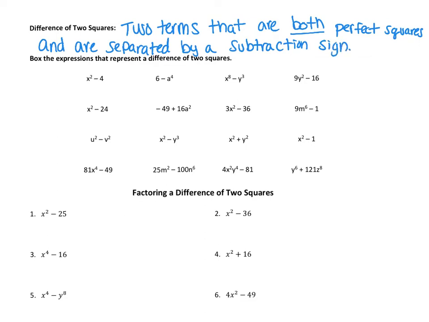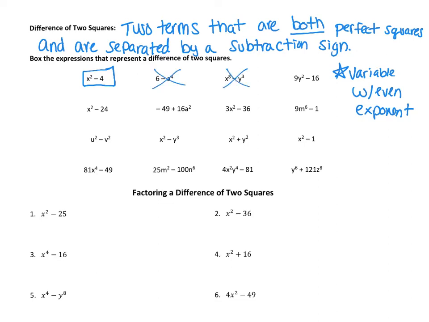So what does this look like? An example of a difference of squares would be x squared minus 4. X squared is a perfect square, 4 is a perfect square. Any variable with an even exponent is a perfect square because it can be divided evenly into two parts. So 6 is not a perfect square, so that's not a difference of squares.